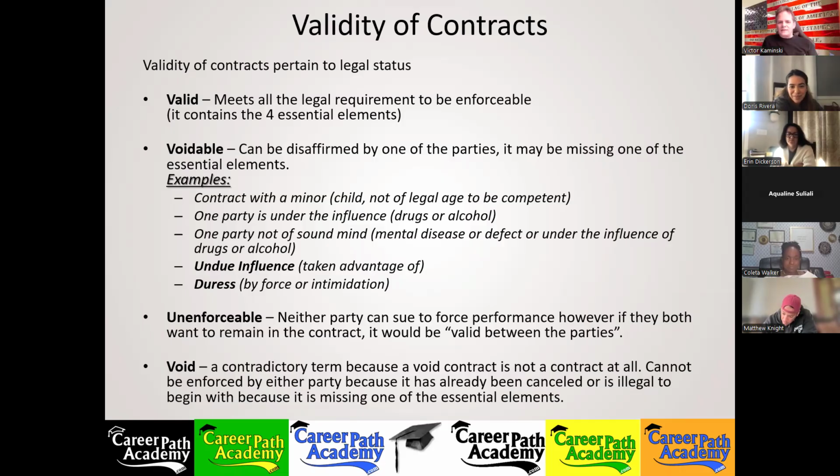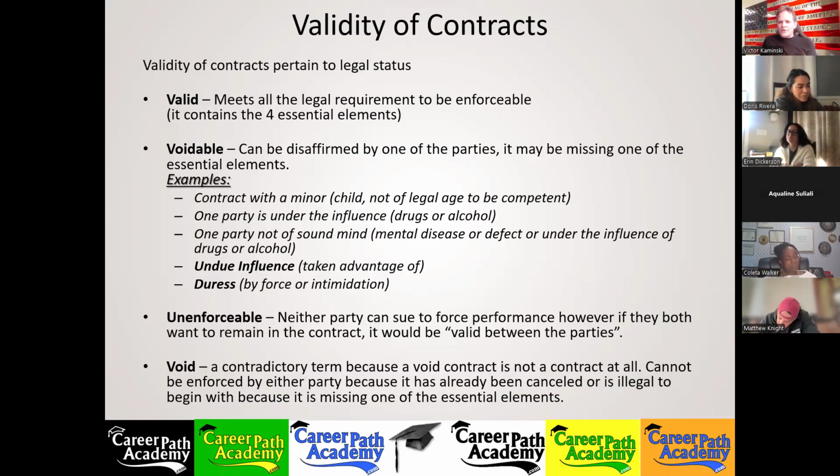Neither party was competent because they were both drunk at the time they signed the contract. However, when they both sober up, if they still want to be in the contract with each other, this is known as being valid between the parties. Neither party can sue the other to force performance because they were both drunk when they signed it. But if they wish to carry out the terms still, it's valid between the parties and they can carry out the contract through its terms.